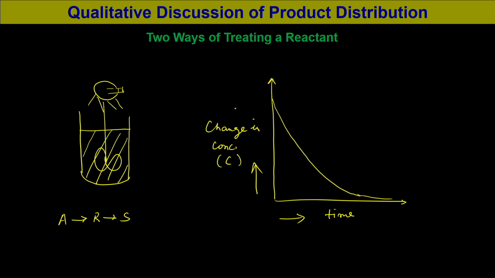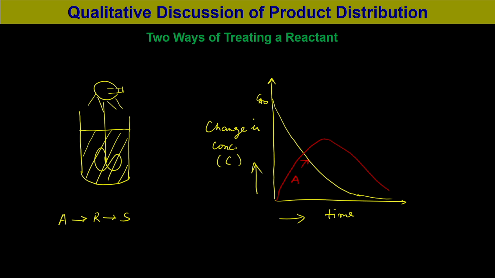So, this is CA naught. So, this is the change in concentration of A. Now, as soon as A formed R, the concentration of R will increase, and then after a certain time, when the concentration of A is low, the formation of R would be low. So, R will decrease.